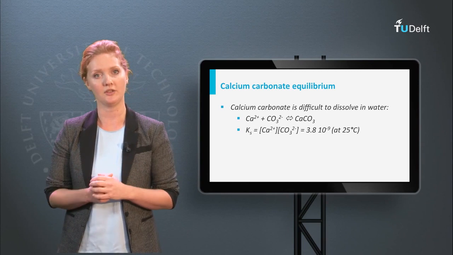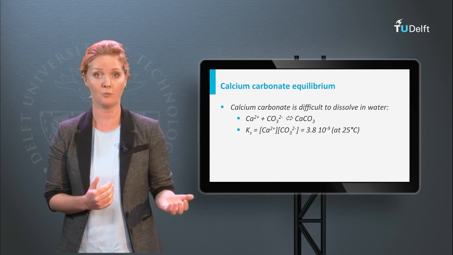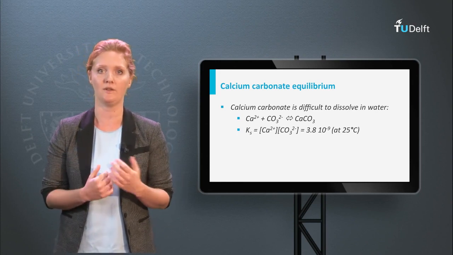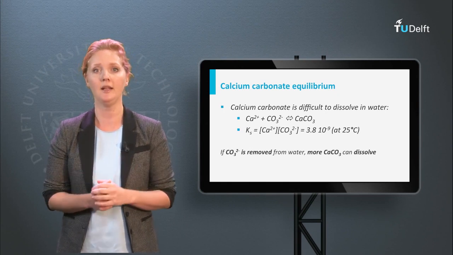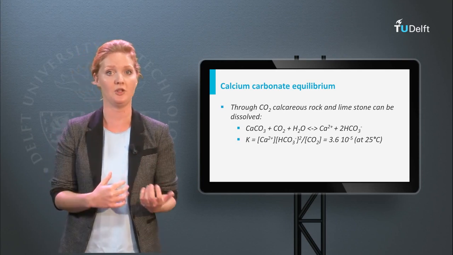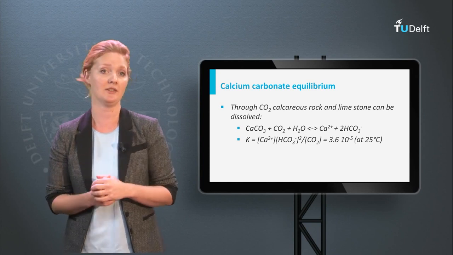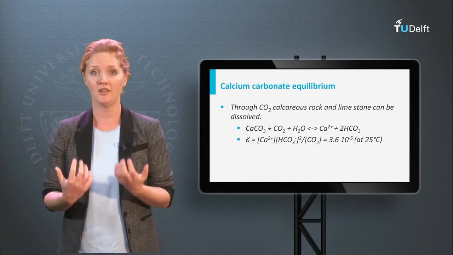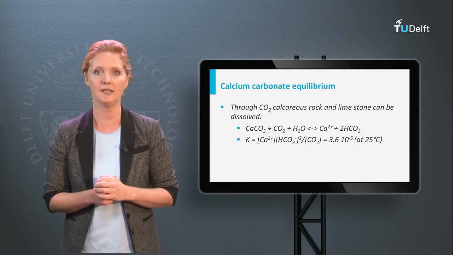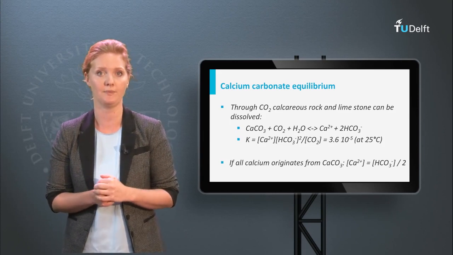From the solubility constant, Ks, it is clear that the more carbonate is removed from the water, for example by dosing an acid, the more calcium carbonate can dissolve into the water. In nature, calcium enters the water because the calcium carbonate in the soil reacts with the carbon dioxide in the water, which is produced through dissimilation processes in the subsurface. When all calcium in the water has originated from calcium carbonate and not, for example, calcium sulfate, it holds that calcium equals bicarbonate divided by 2.